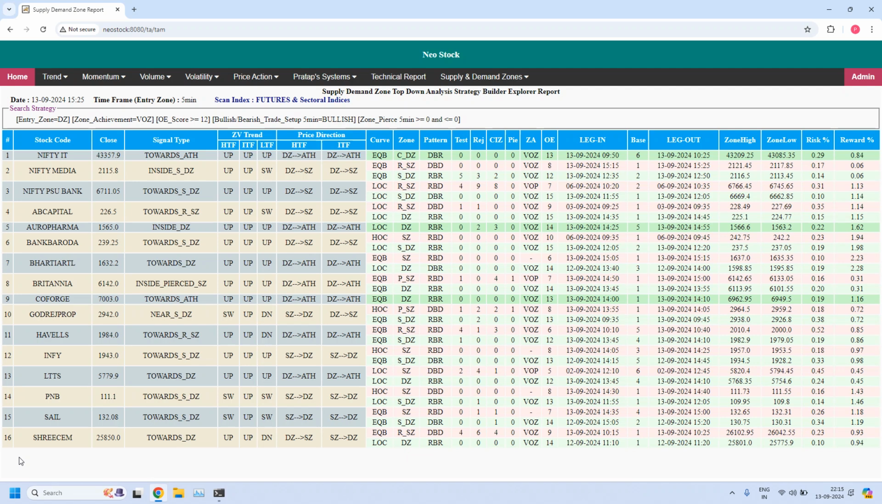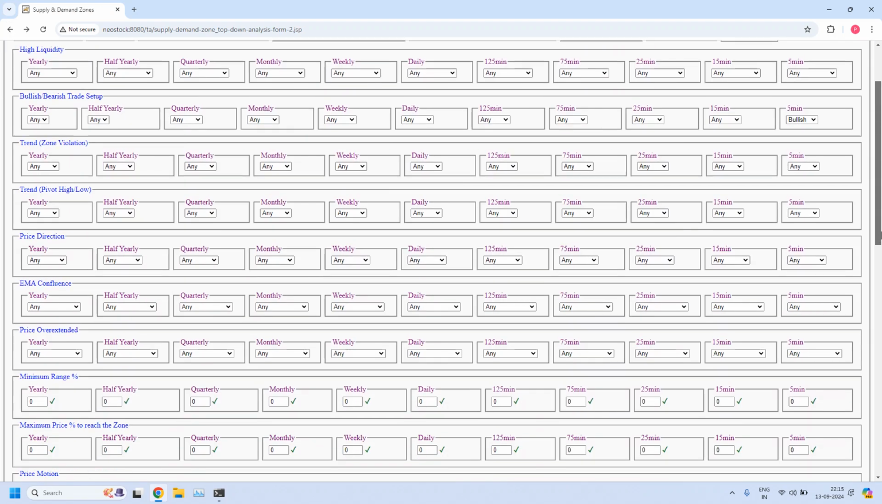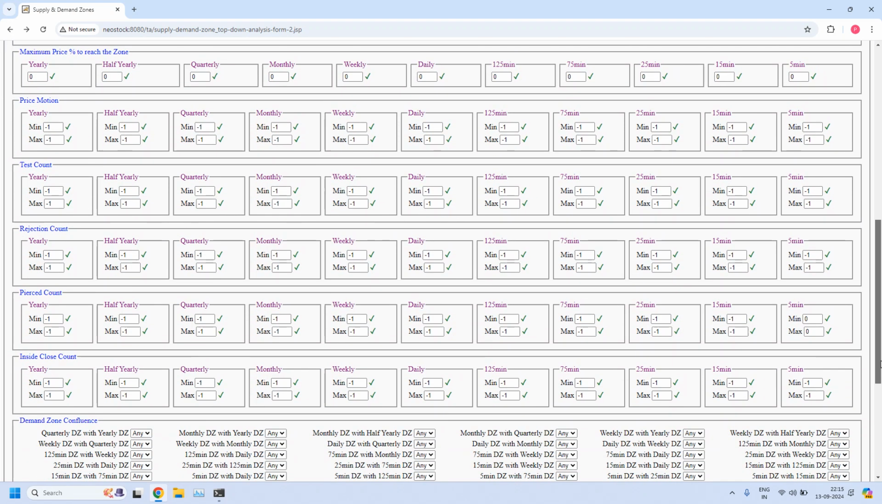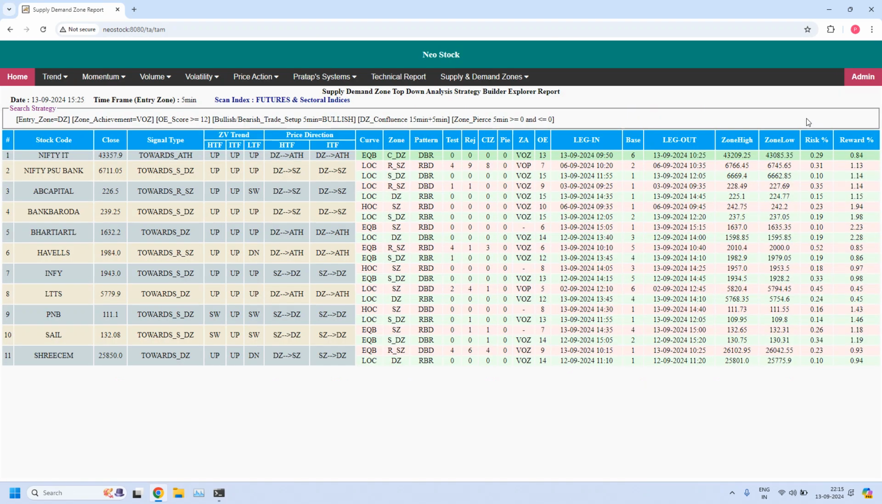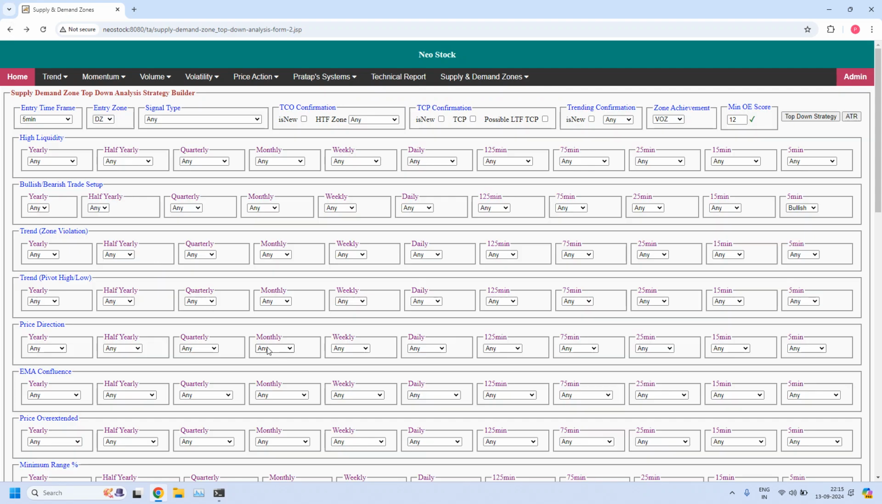Now let's verify out of these 16 how many are having ITF confluence, that is 5 minutes and 15 minutes demand zone confluence. So in the demand zone confluence, I am enabling the 5 minutes demand zone with 15 minutes demand zone filter. Let's verify. So 11 stocks out of 15 have 5 minute zones that are part of the 15 minute zone.